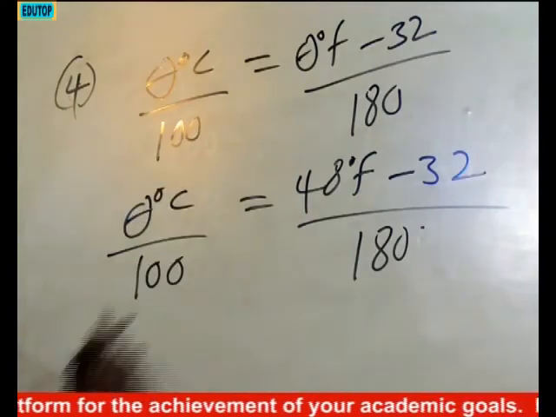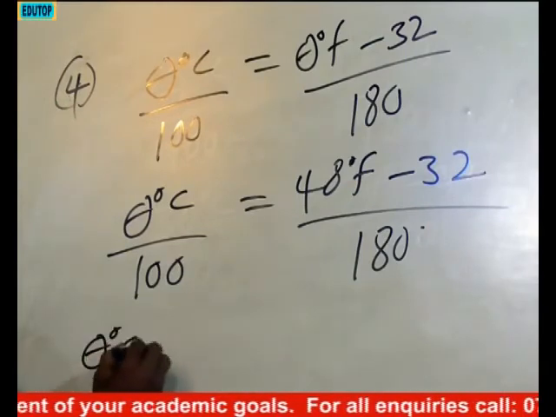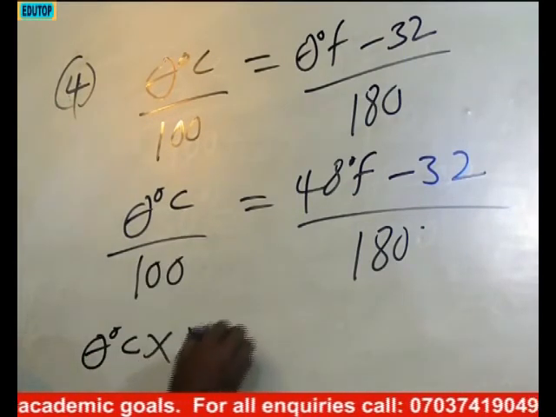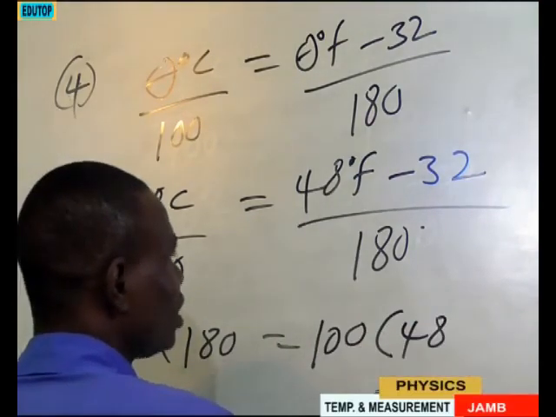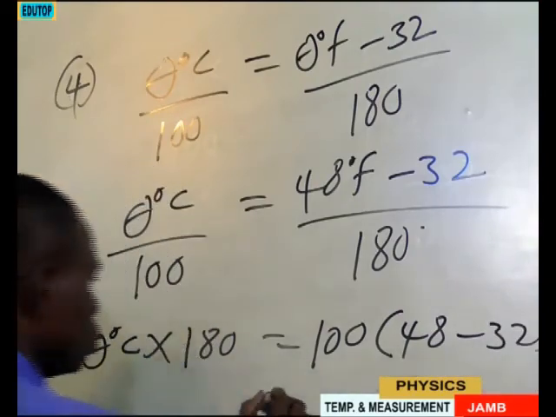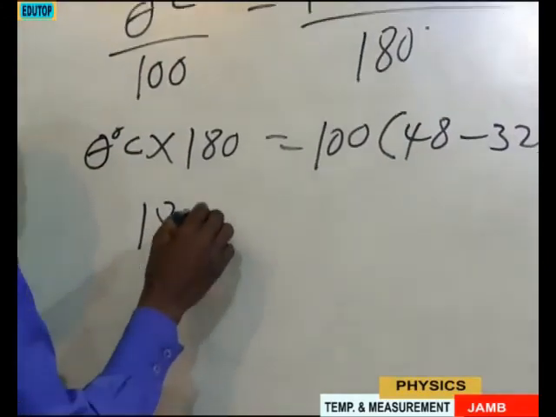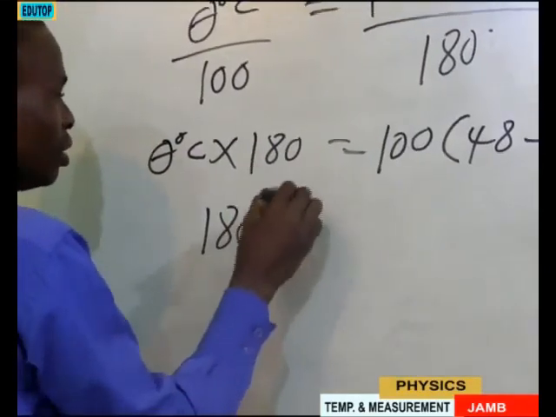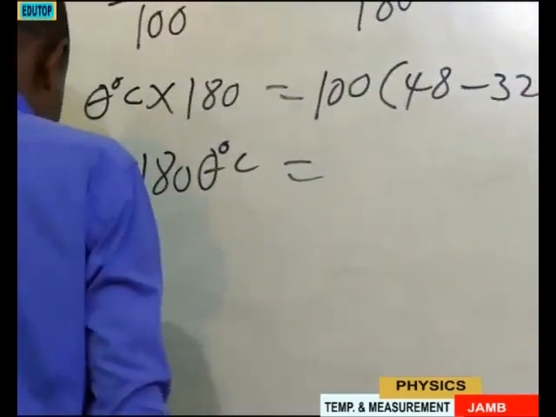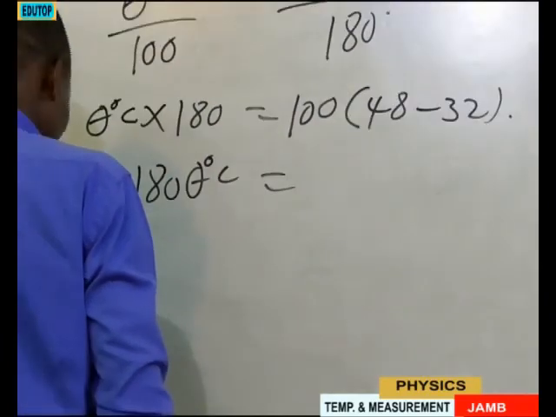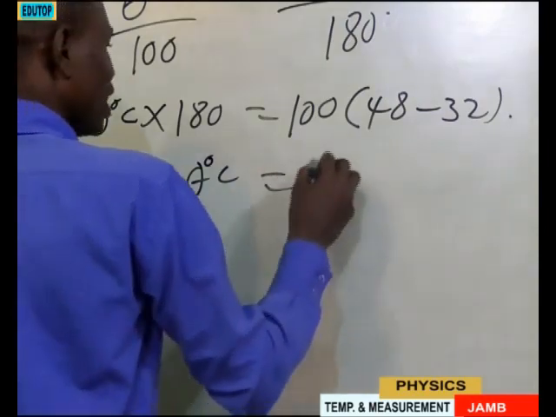Okay, so let's cross multiply. We are going to have this times this: Celsius times 180 will be equal to 100 into 48 minus 32. This one is as simple as 180 theta Celsius will be equal to, we are going to multiply 100 times 48. That's 4,800.